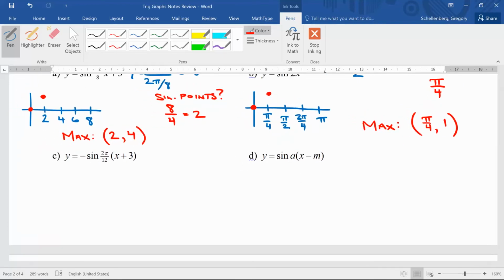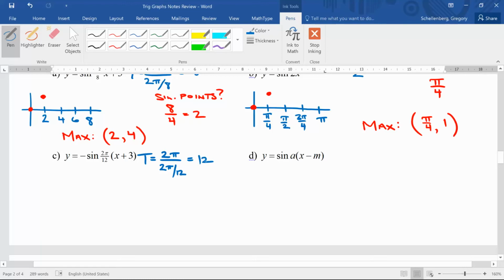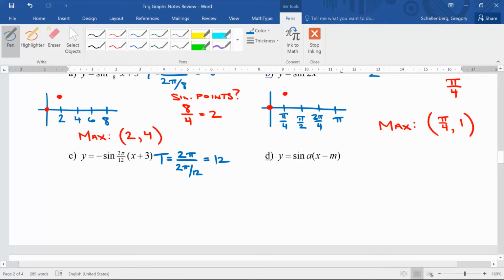Increasing the degree of difficulty here. Our period, t, is equal to 2 pi divided by b, and b is 2 pi over 12. The period, therefore, is 12, and if we divide that into 4, our sig points occur every 3 units. Let's give ourselves a visual. Now, we have a phase shift of 3 units to the left. So I'm going to go 1, 2, 3 to the left.